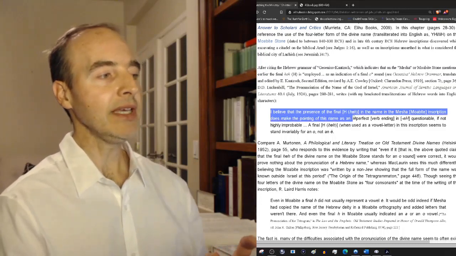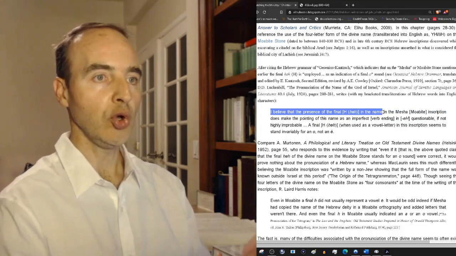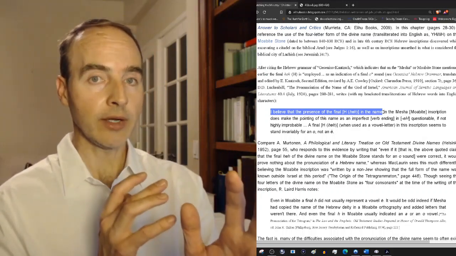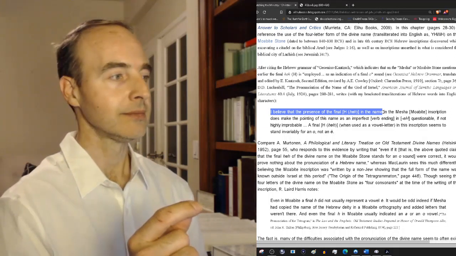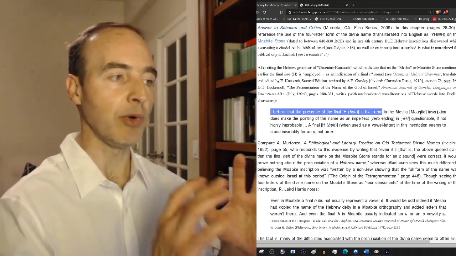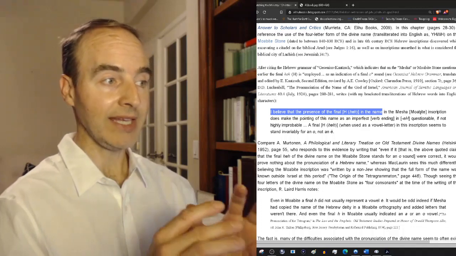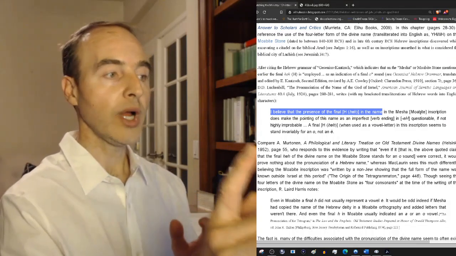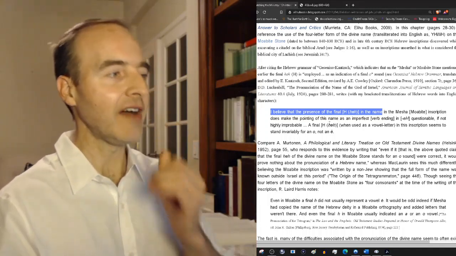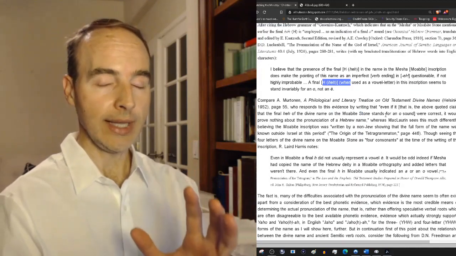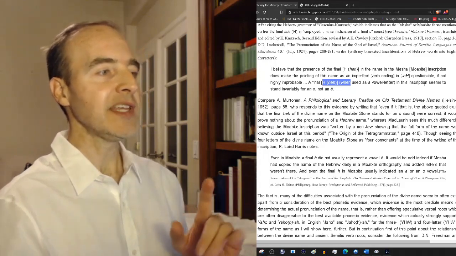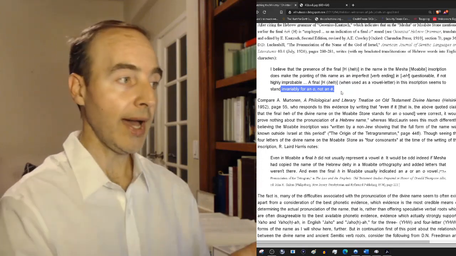And then he writes, I believe that the presence of the final He, Yod, He, Wah, He, that fourth letter in the four-letter form of the divine name, Luckinbill, after citing Gesenius, stating that that fourth letter represents an O sound, says he believes the final He in the name in the Mesha Moabite inscription does make the pointing of this name an imperfect verb ending in E, Yahweh, questionable, if not highly improbable. I might even go further than that. And then he states, a final He, when used as a vowel letter in this inscription, seems to stand invariably for an O, not an E.